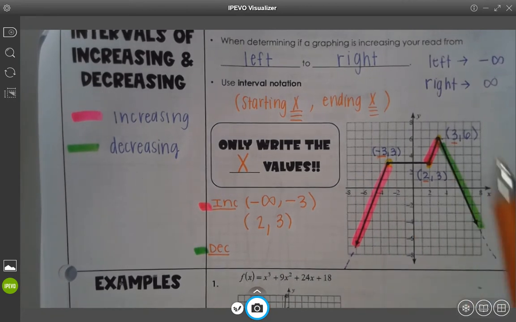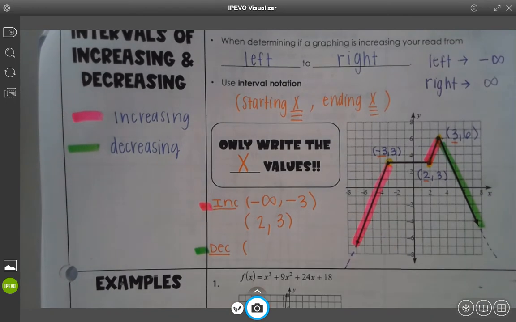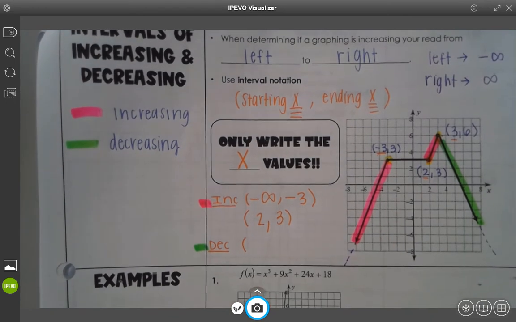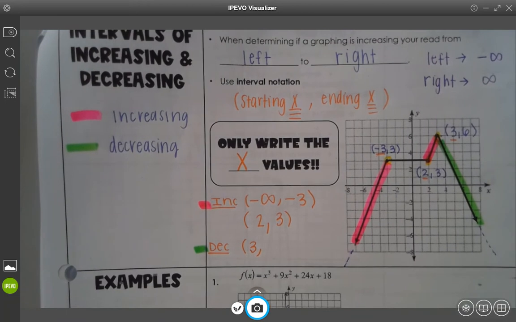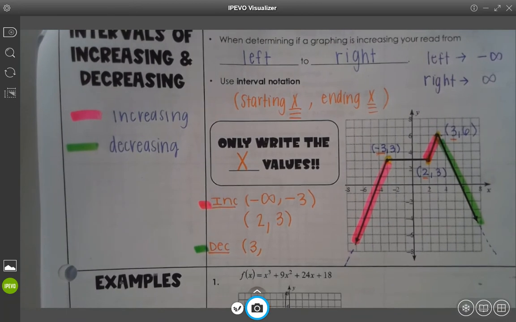So here's for my decreasing. Where does it start decreasing? At 3. The x value is 3. Where does it stop decreasing? Positive or negative?